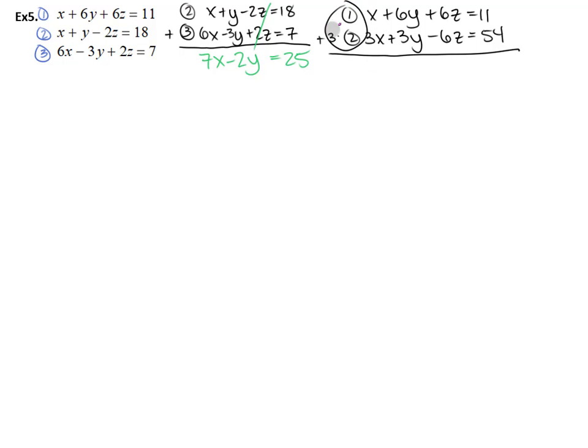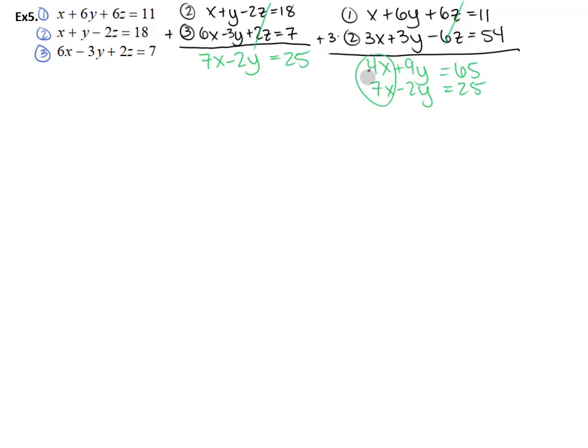Again, this is all just notation of what we're doing. We're not actually adding those numbers together. x and 3x give me 4x. 6y and 3y make 9y. My z's cancel out. And 11 and 54 make 65. Okay, so in green, I have my two equations for my 2x2 system. So maybe I'll copy my 7x minus 2y equals 25 here, just so they're above and below each other. But this is the 2x2 system I need to solve.